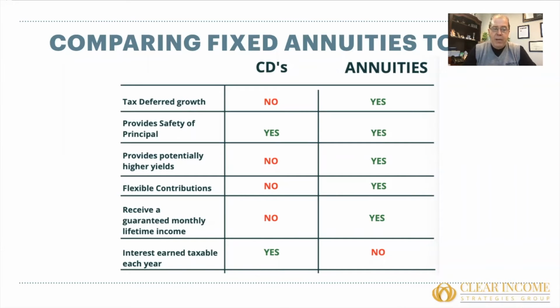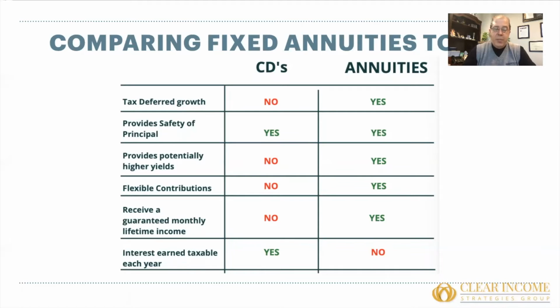Both of them provide safety of principal. They're very safe. CDs do not offer tax deferred growth unless it's an IRA, whereas annuities will. Potentially higher yields: CDs, no. Annuities right now, currently, like I said, a 1 year paying 1.25%, a 5 year paying 3.25%, versus a CD, most of them are paying like 0.25% and 1% down the road.